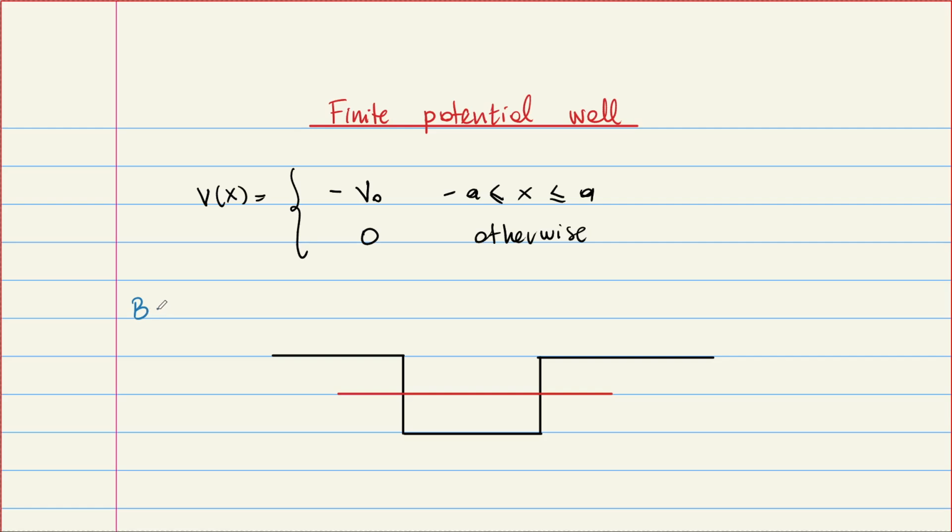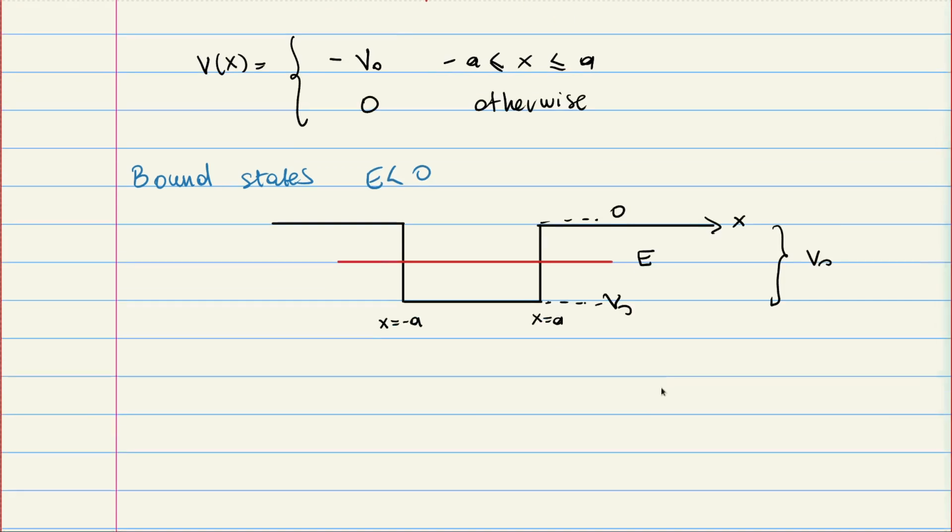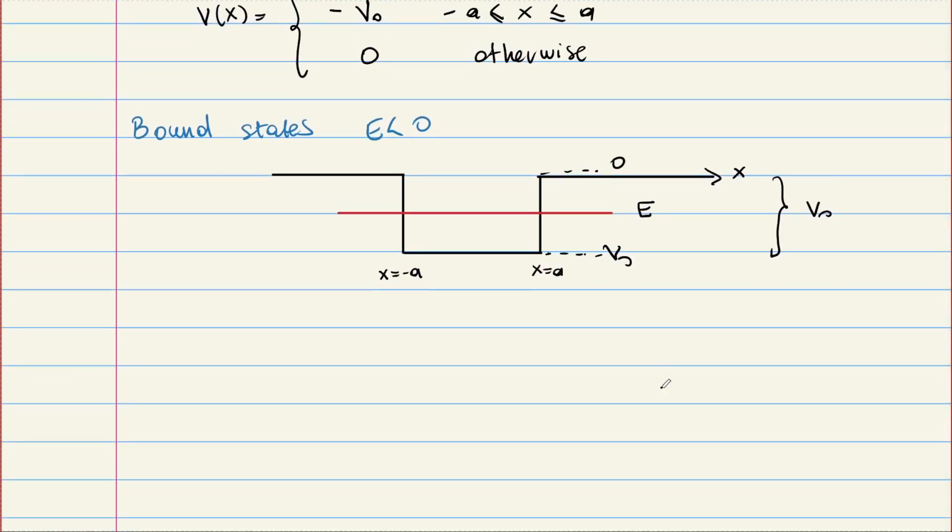So let's consider bound states. So I'll start with bound states, which is E is equal to 0. So this is x. This is x is equal to minus a. This is x is equal to a. So this distance is V naught. That means this point is minus V naught. This point is 0. And this one is energy which is less than 0. Okay, that's the geometry given to us.